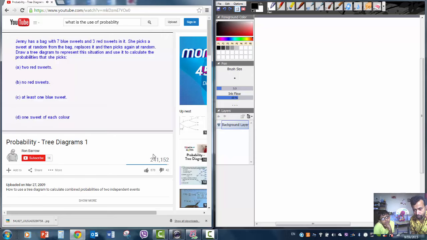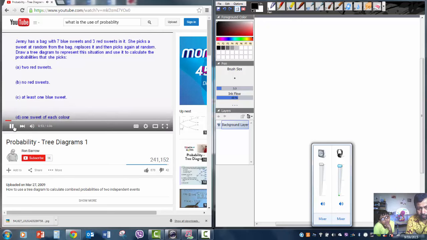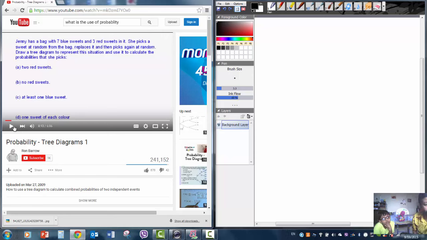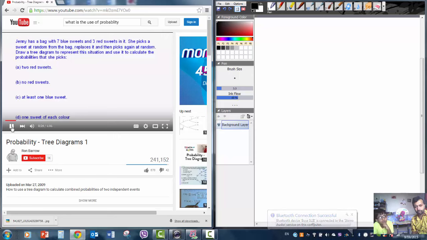Hi, this is a probability question that we're going to solve using a tree diagram, but let's just read the question first. Jenny has a bag with seven blue sweets and three red sweets in it. As you can see, there is a problem in the YouTube that's showing that Jenny has a bag with seven blue sweets and three. No wonder they didn't use a bag, because the sweets would totally mess it up. Okay, we have balls that looks like sweets, right? All right. Yep. And then places it and then picks again at random. Draw a tree diagram to represent this situation and use it to calculate the probabilities that she picks. A, two red sweets. B, no red sweets. C, at least one blue sweet. D, one sweet of each color.